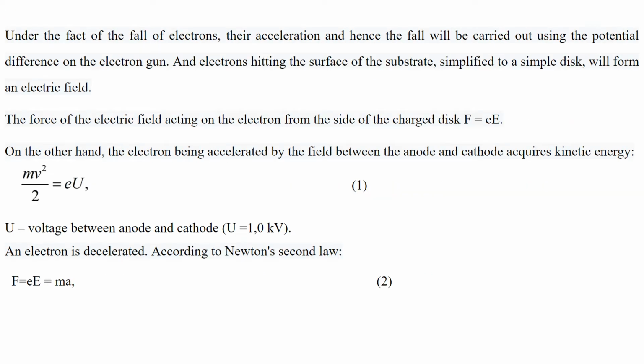The acceleration of electrons, and hence their fall, is carried out using the potential difference on the electron gun. Electrons hitting the surface of the substrate, simplified to a simple disk, will form an electric field. The force of the electric field acting on an electron from the side of the charged disk is F. On the other hand, the electron being accelerated by the field between the anode and cathode acquires kinetic energy that we see in the first formula. An electron is decelerated according to Newton's second law, that we see in the second formula.